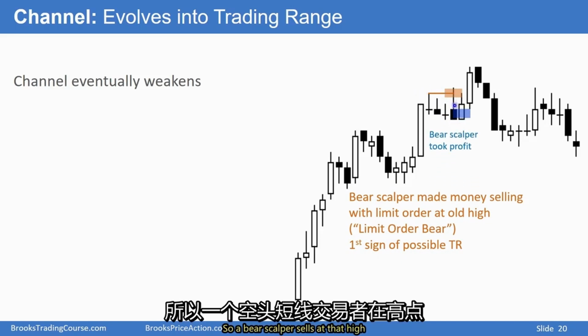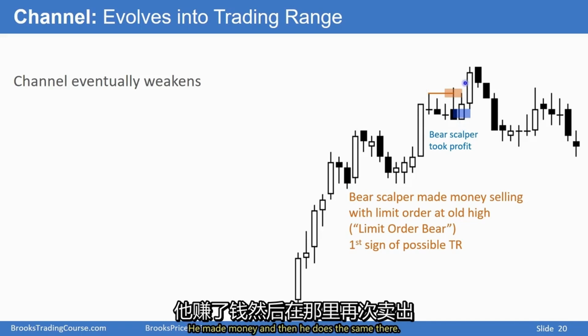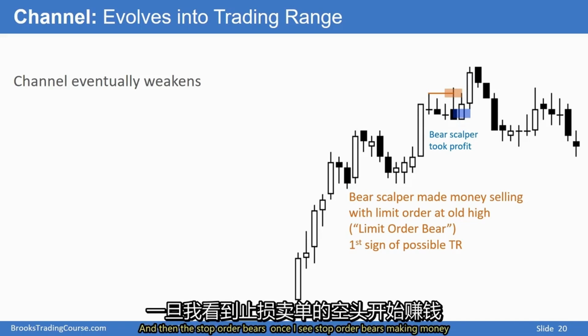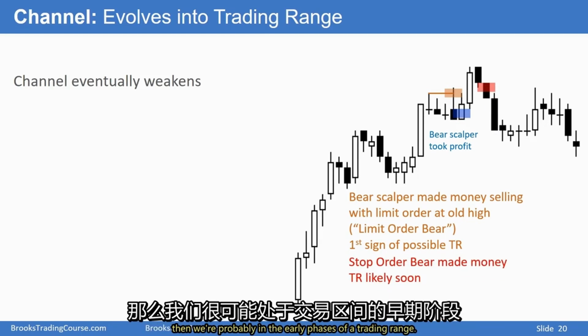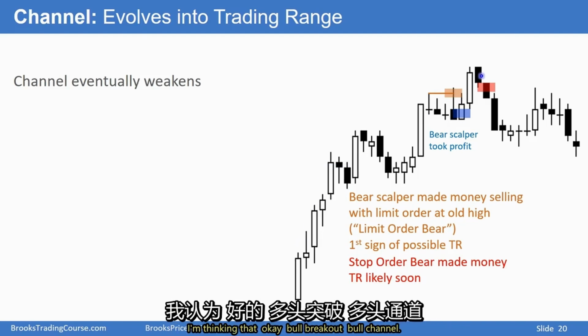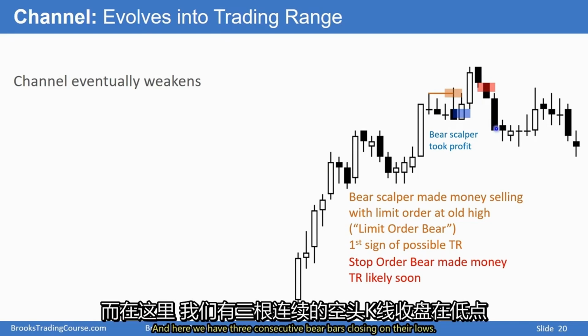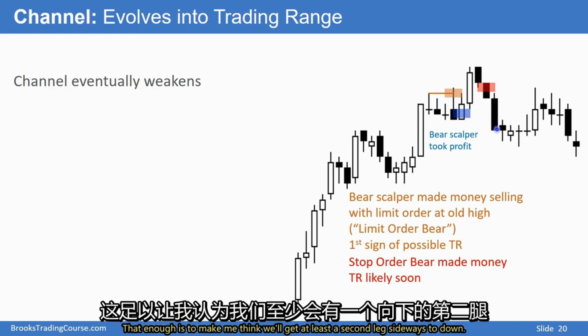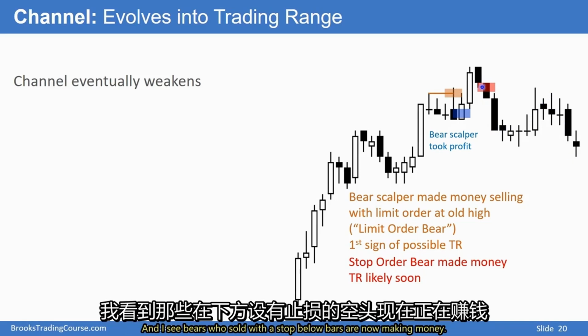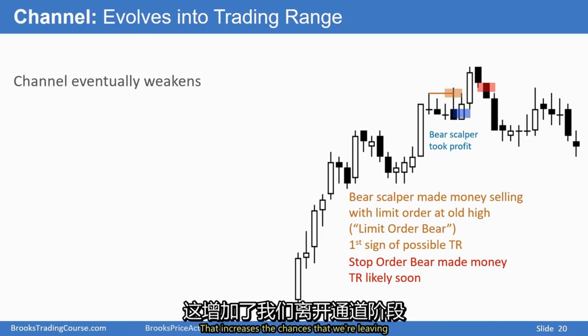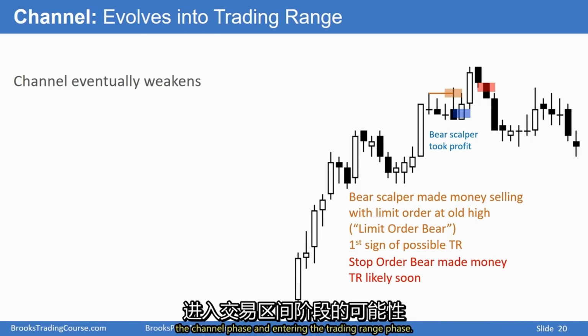So a bear scalper sells at that high and takes a small profit here. He made money. And then he does the same there. And then the stop order bears, once I see stop order bears making money, then we're probably in the early phases of a trading range. I'm thinking that, okay, bull breakout, bull channel, and here we have 3 consecutive bear bars closing on their lows. That's enough to make me think we'll get at least a second leg sideways to down. And I see bears who sold with a stop below bars are now making money. That increases the chances that we're leaving the channel phase and entering the trading range phase.